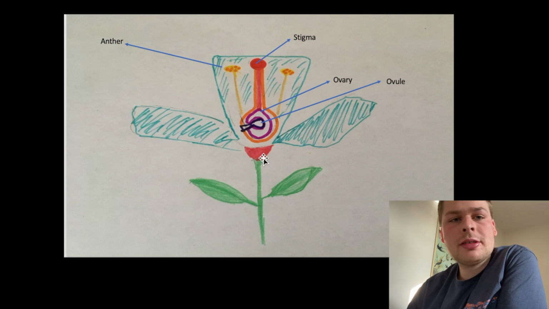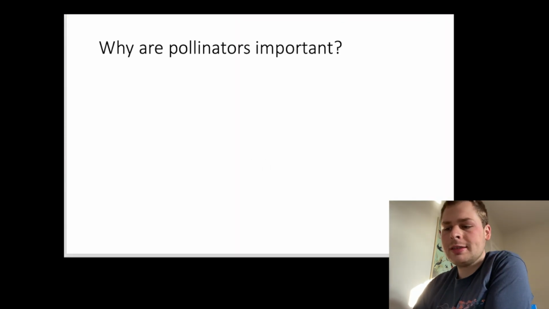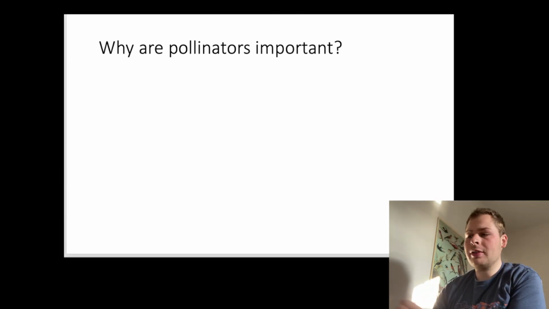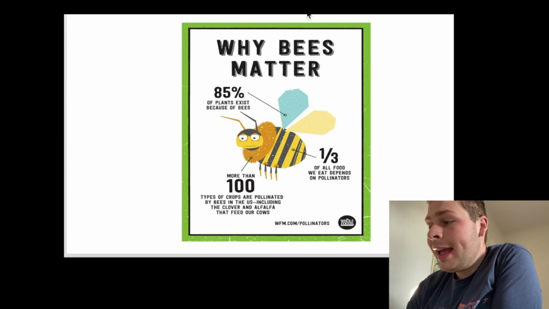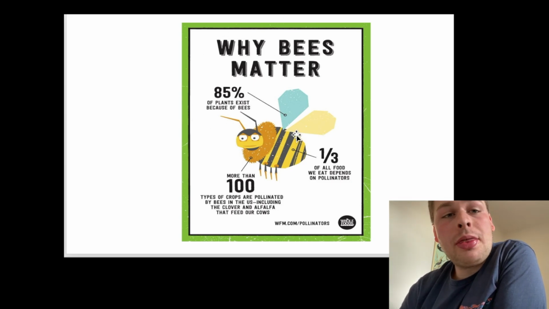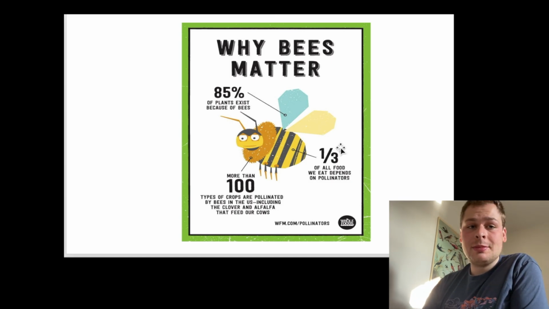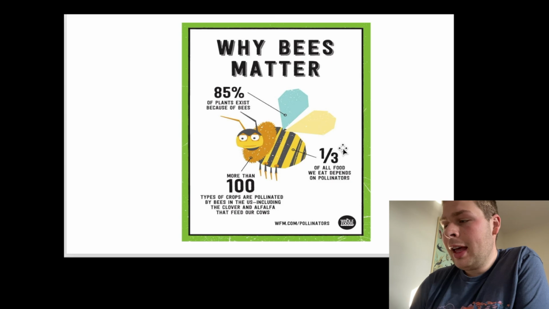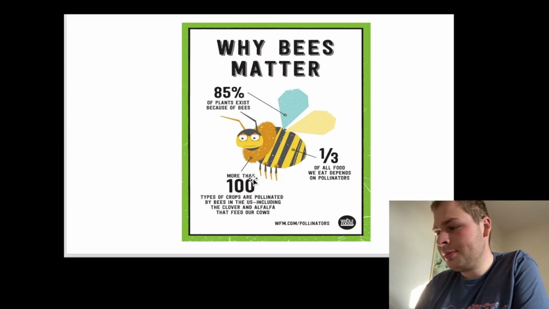So why are pollinators important? At first glance, you might see insects and you don't necessarily know why they're important, but they do a lot. So here's a little bit of a chart. We'll talk about it more, but you can see here, 85% of plants exist because of pollinators. So that's a lot of plants. 1/3 of the food we depend on. So 1 of every 3 bites you eat is dependent on pollinators. And more than 100 crops, so the food we eat, depend on pollinators.